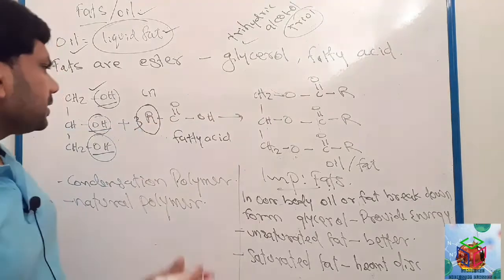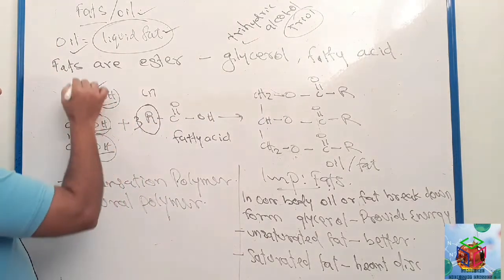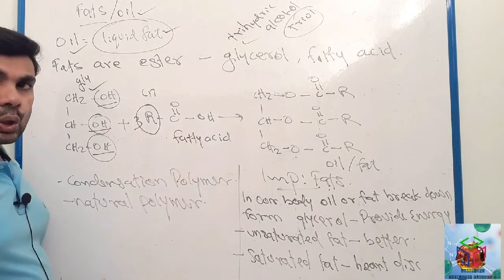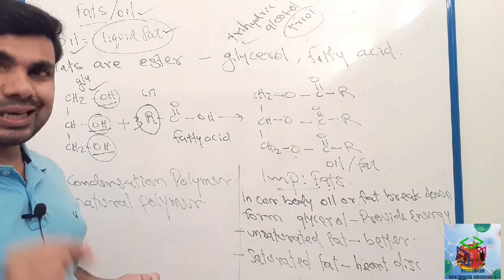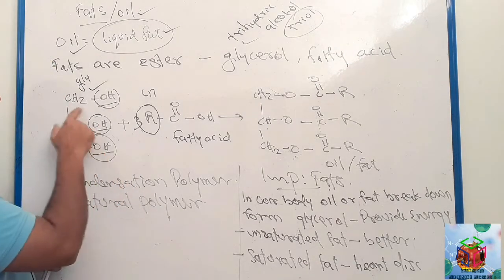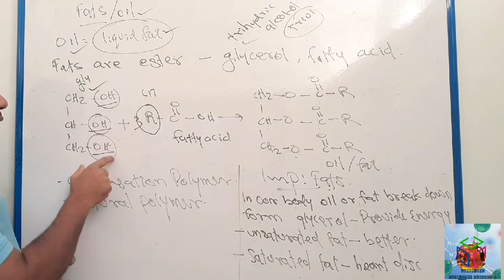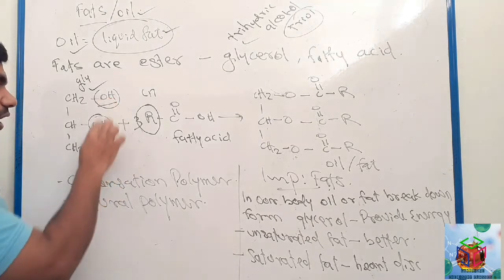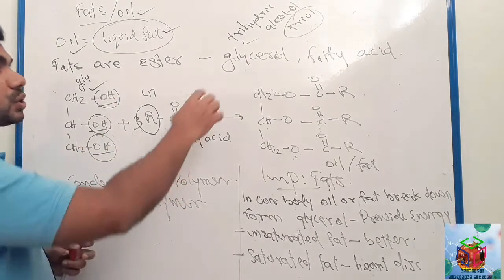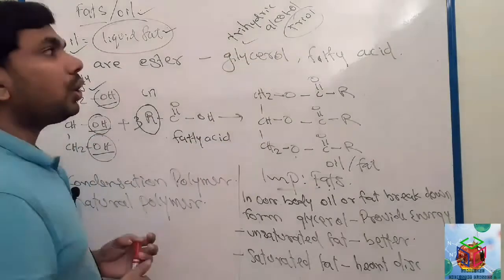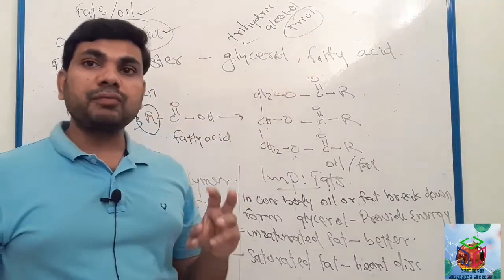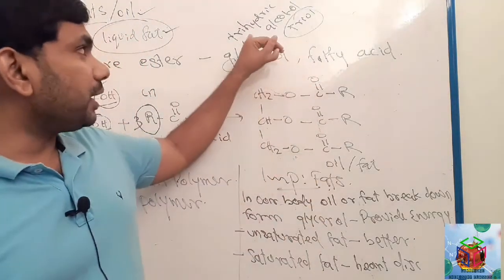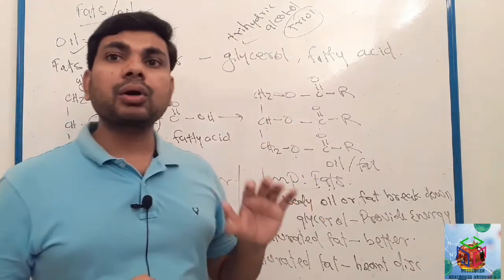And this is the structure of glycerol and this is the structure of fatty acid. Glycerol means CH2OH, CHOH, CH2OH, a compound which contains 3 alcohol functional groups. That's why glycerol is also called a trihydric alcohol or triol. Glycerol contains 3 OH groups. You understand?